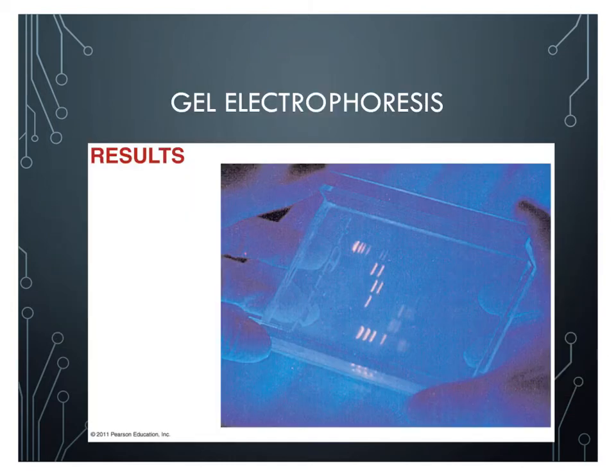And this is just a real life example of gel electrophoresis. They usually use some kind of chemical that makes them glow, but you can see here the different fragments of the DNA as they had traveled through the gel.